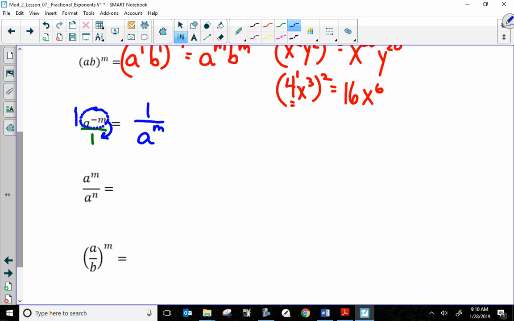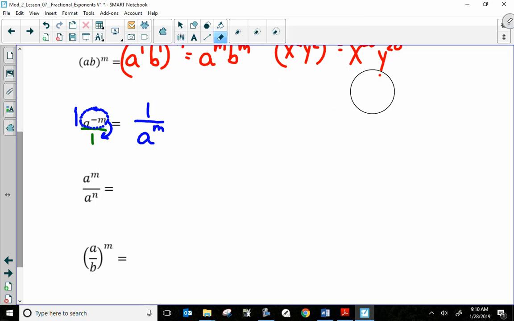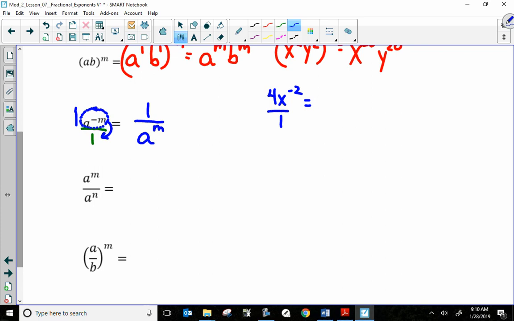So let me give you a couple of examples here for this one as well. Okay, I'm going to erase some of this for the sake of room. If I have 4x to the negative 2, okay? That's technically over 1, even though I don't write it. The negative 2 is only connected to the x, all right? So that would be 4 over x squared. There you go. Let's do another one here.